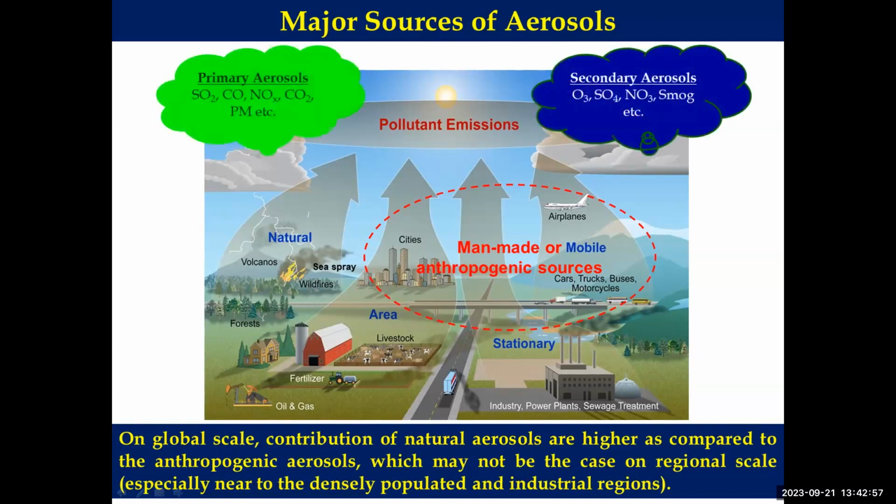Based upon their sources, aerosols can be classified into two types. Primary aerosols come directly from the source, like SO2, CO, NOx, carbon dioxide, PM, etc. Secondary aerosols are mainly formed from the chemical reactions of these primary aerosols, for example, gas to particle conversion. It is very difficult to control the secondary aerosol particles, and thus they impact our climate system for a longer time period. However, to control overall aerosol loading, we have to work on primary sources.